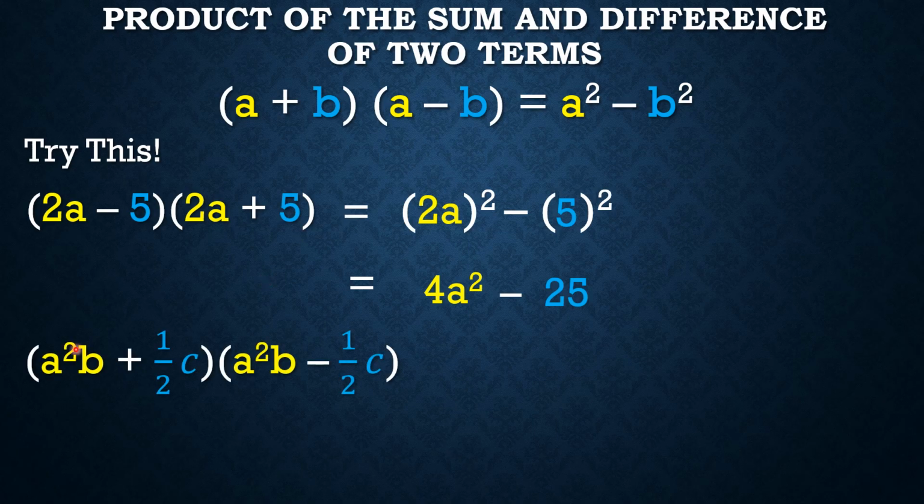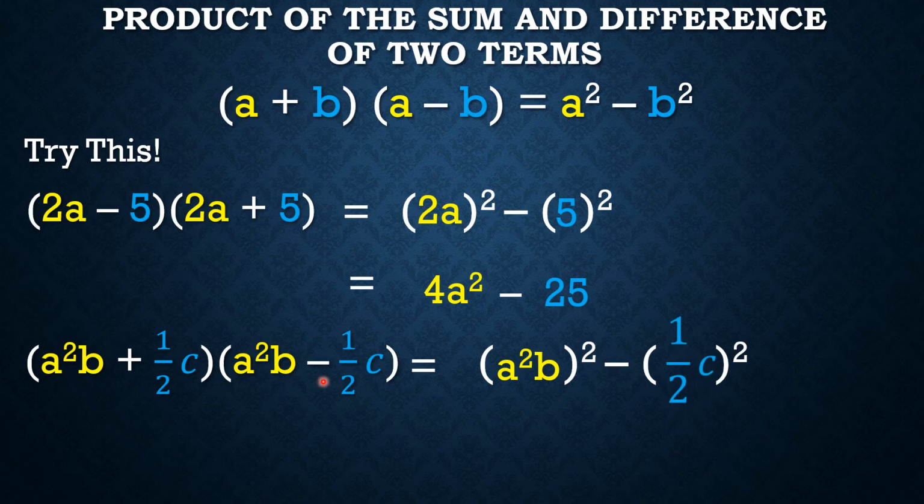Another, if you look at this expression, you will see that they both have the same first term. No? Same pa rin yung first, same yung second. Pero yung isa ay sum at yung isa ay difference. So, just square the first term minus the square of the second term. So, when we square a squared b, we get a to the fourth b squared. And when we square 1/2 c, we get 1/4 c squared.